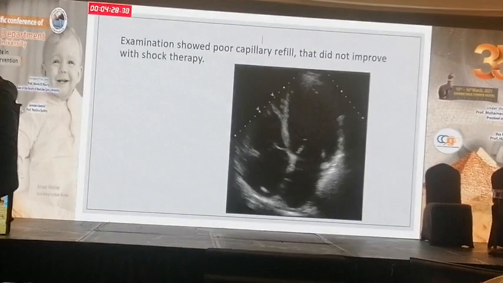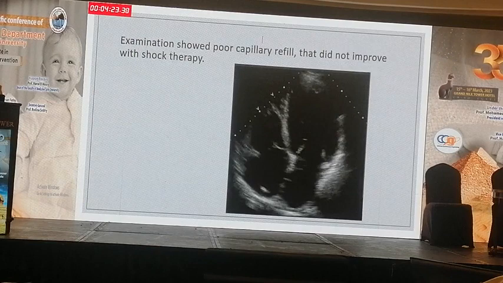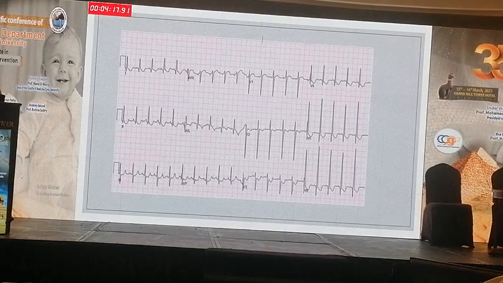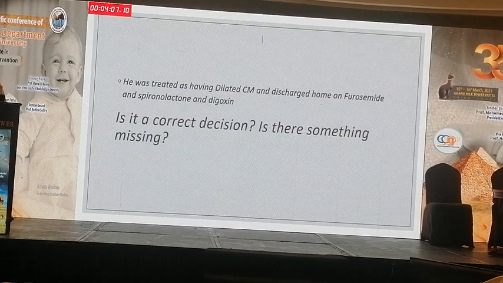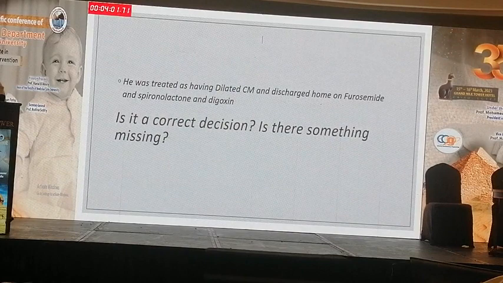Examination showed poor capillary refill time that did not improve with shock therapy. This is the picture of the echocardiography for his case, and this is the ECG. He was treated as having dilated cardiomyopathy and discharged home on furosemide, spironolactone and digoxin. Is it the correct decision? Is there something missing?